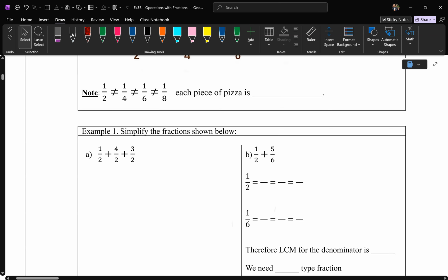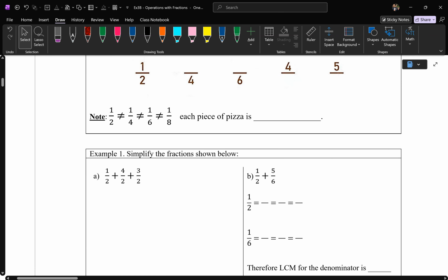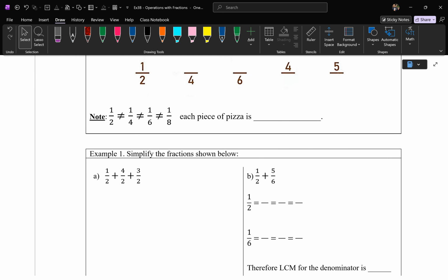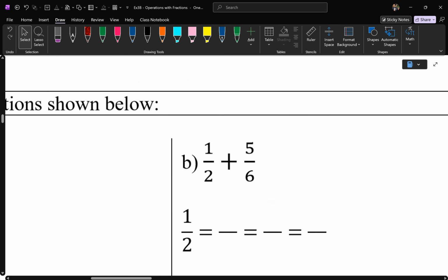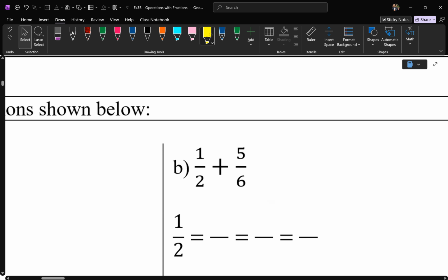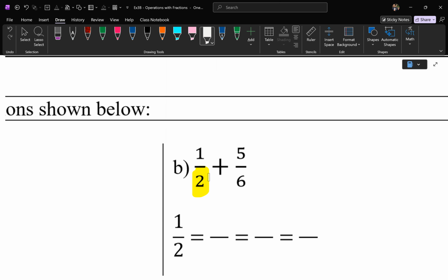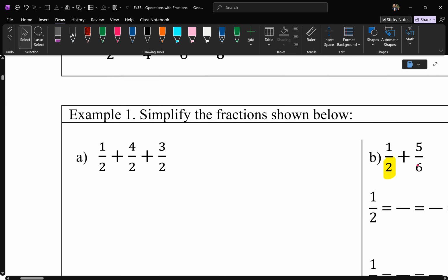Example 1. So the first part of your exercise 3B is about adding and subtracting fractions. So hopefully I clarified to you that you can only add fractions when they have the same denominator. Why? Because it literally means two different pieces. 1/2 is not the same as 1/6. Okay, so 1/6 and 1/2, they're two totally different amounts. Okay? Now, in order to add the first example, let's have a look.